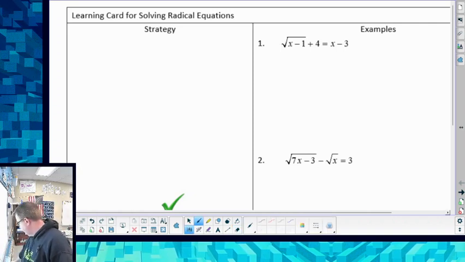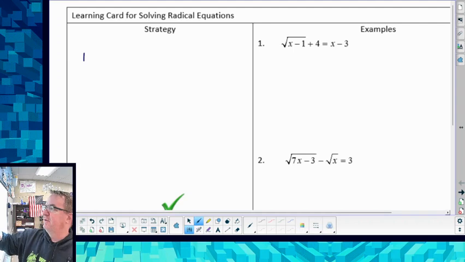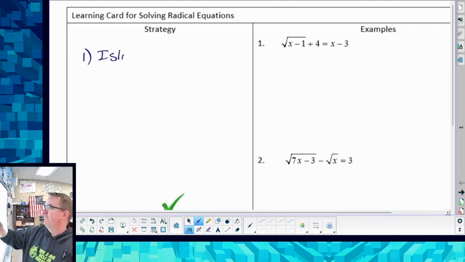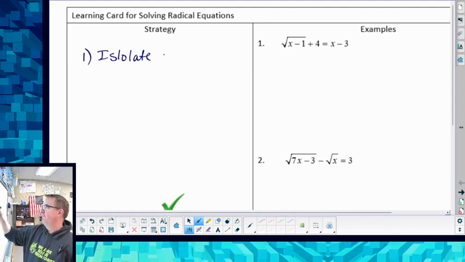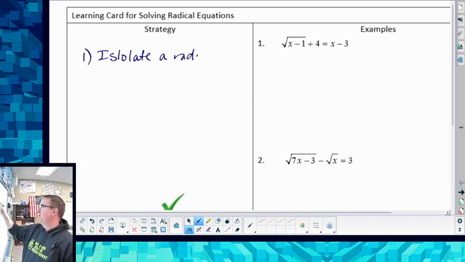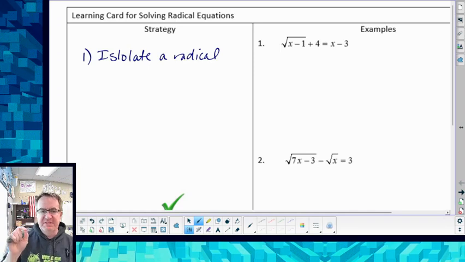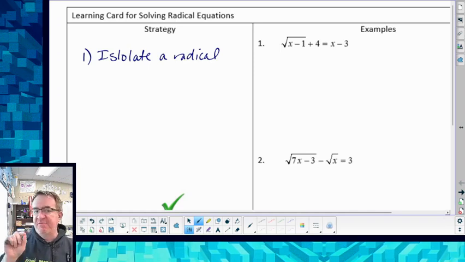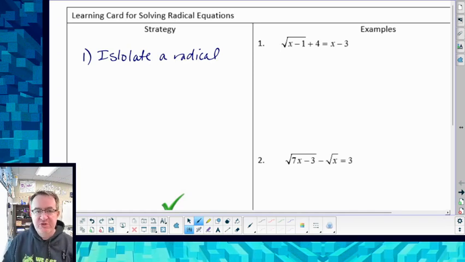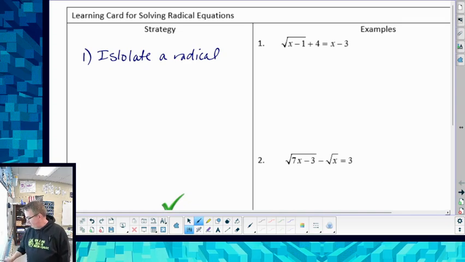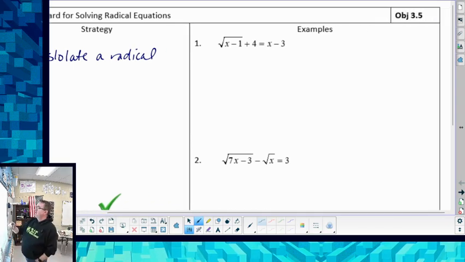Remember, the first thing that we talked about here is we're going to isolate a radical. Now, sometimes, and again, the basic one, the first one we have up here, we have a single radical, so you're going to isolate that. If you have more than one radical, pick one. Whichever one feels right is fine. There are no wrong answers. So first of all, we're going to isolate this.